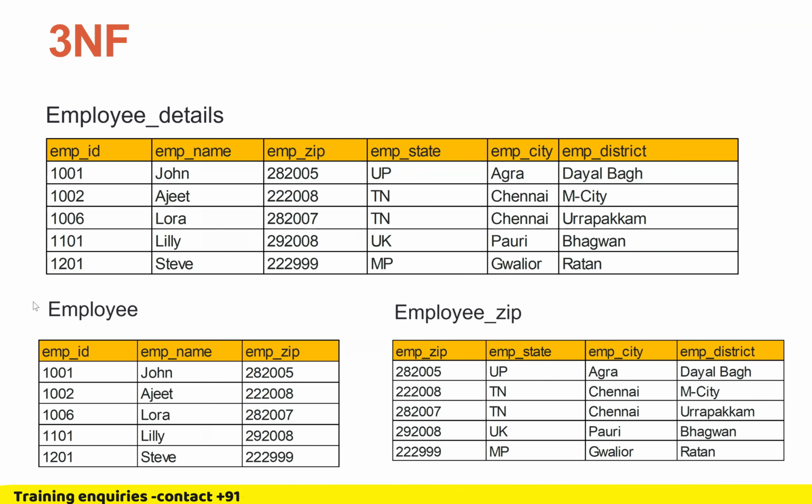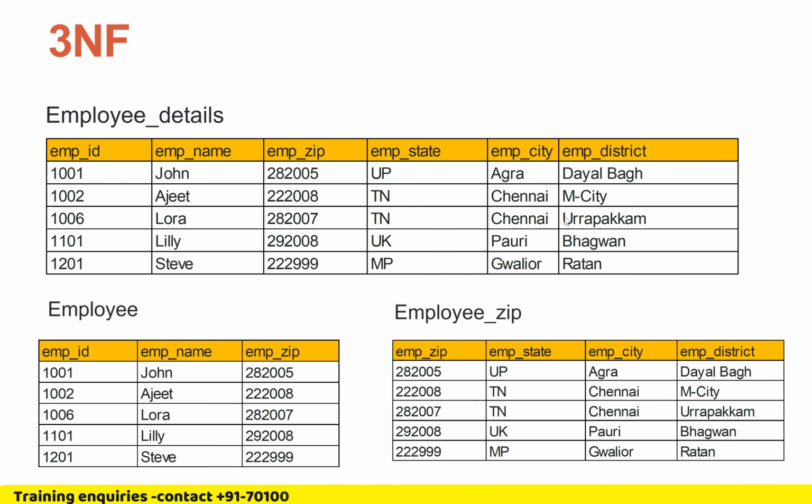But if I have 1 lakh employees, how many times will you be repeating these details? Employee state, city, and employee district. How many times are you going to repeat these 4 columns for all the employees? Multiple times you have to repeat, right? You have only 5 different locations, but you are going to have 1 lakh employees. You are going to repeat these details 1 lakh times. To avoid this kind of data redundancy, here I do not have any redundant data, but I will have it.